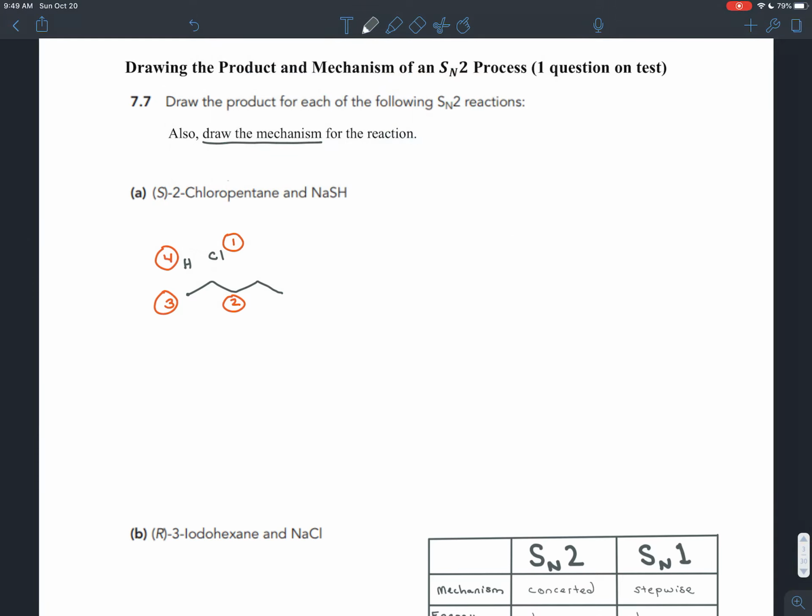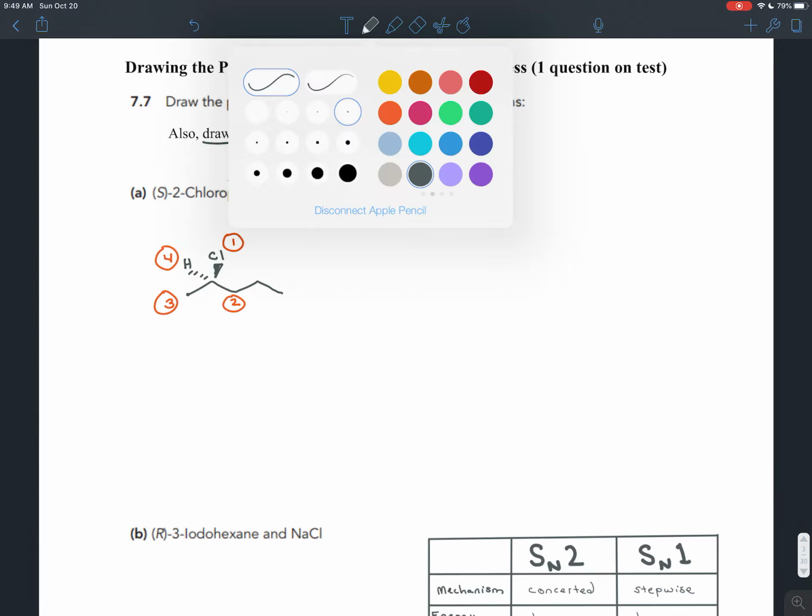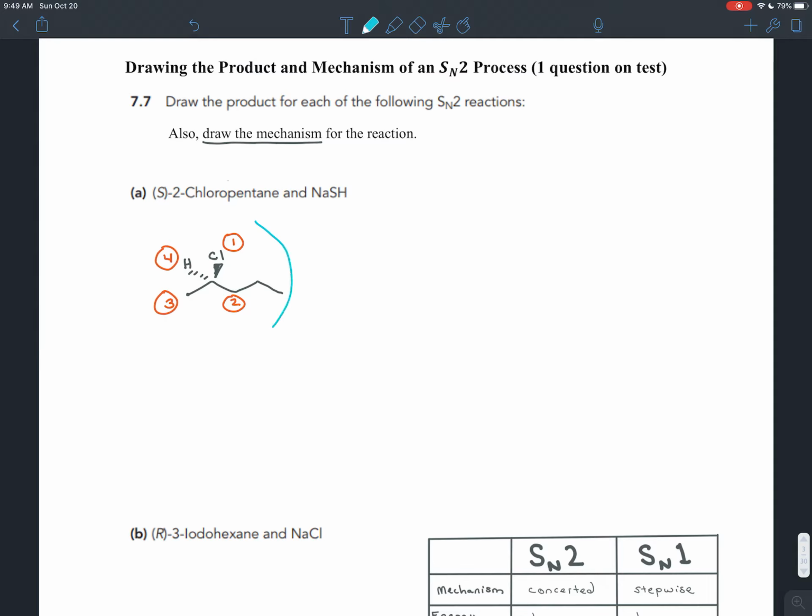And now let's just see. We don't know whether the chlorine should be coming out at us or going away. Let's just try one. What if the hydrogen is going away and the chlorine is coming out at us? Would we get an S configuration? Well, you'd go from 1 to 2 to 3. You'd be going clockwise, and so that would be R. So that does not give us an S configuration. So those bonds cannot be that way.